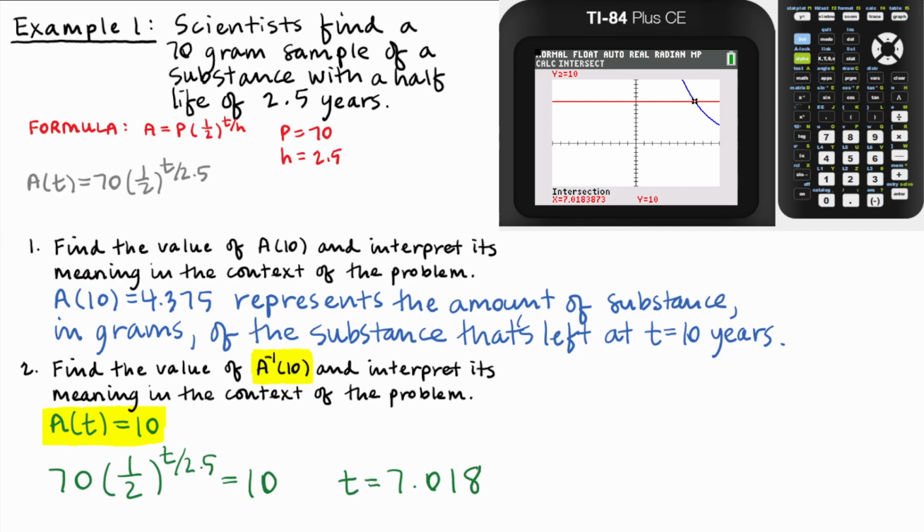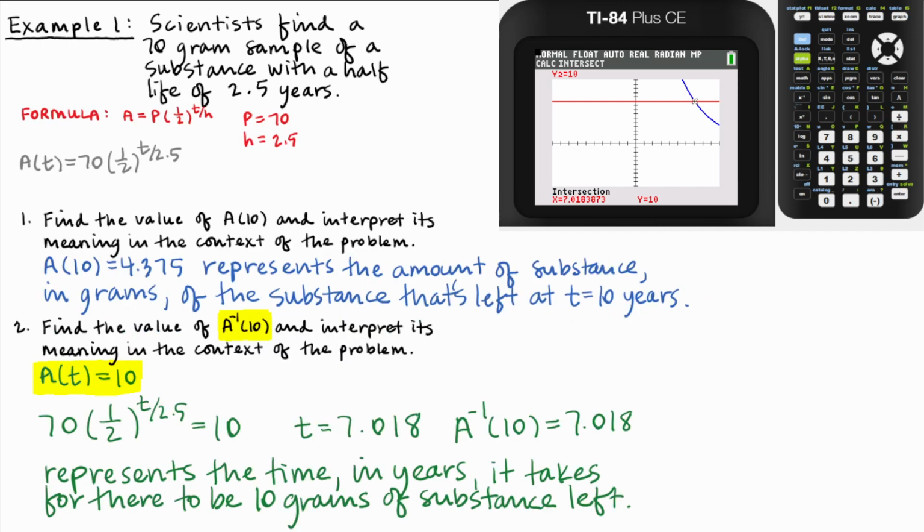So I'm going to say A inverse of 10 is equal to 7.018. And since that's a t value, that represents seconds, and that can help hint you towards the meaning of this in the context of the problem. A inverse of 10 is going to be the time it takes for there to be 10 grams of substance left.